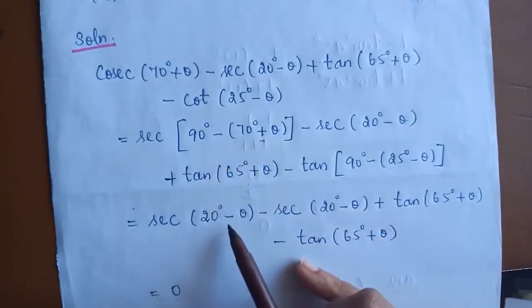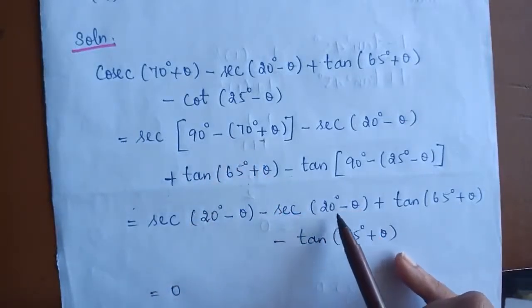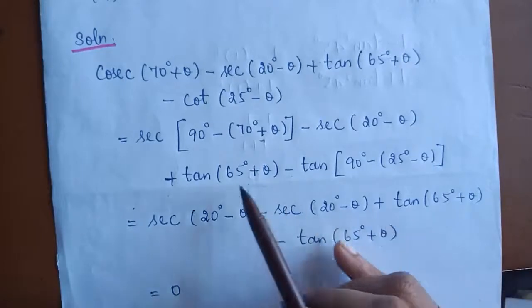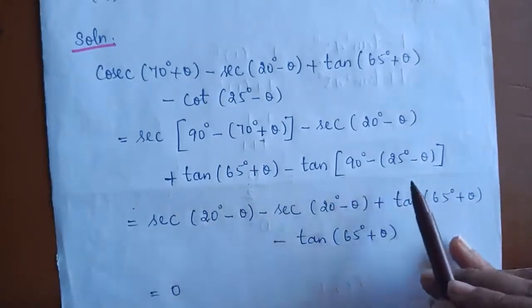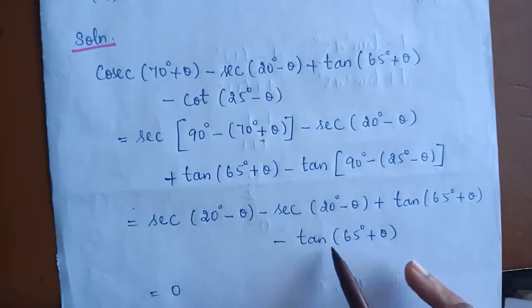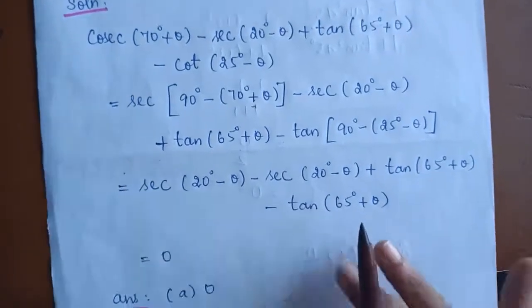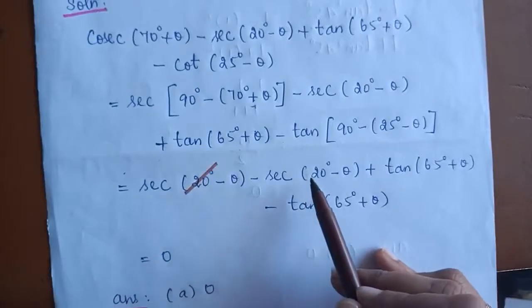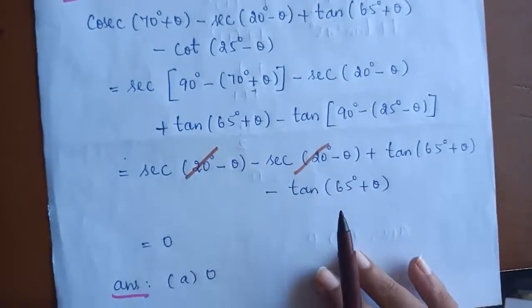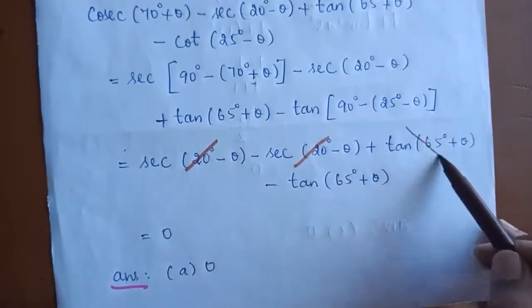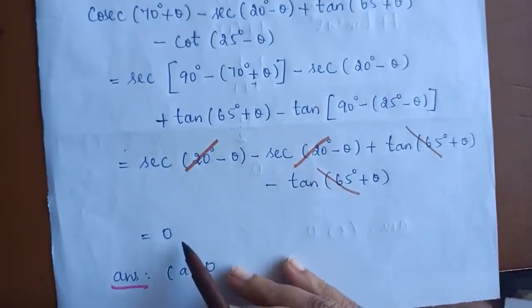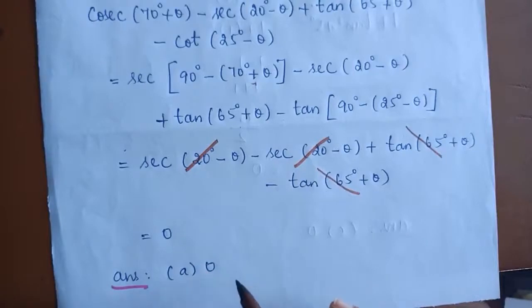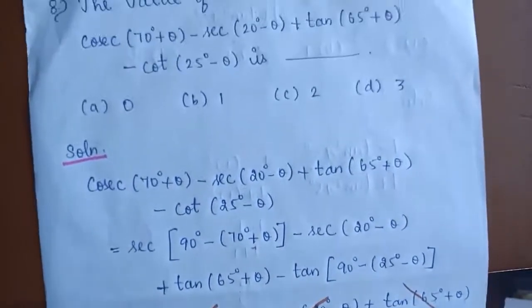So secant 20 degree minus theta minus secant 20 degree minus theta plus tan 65 degree plus theta minus tan 90 minus 25 is 65. So tan 65 degree plus theta. Here secant 20 degree minus theta minus secant 20 degree minus theta gets cancelled. Plus 65 degree plus theta minus 65 degree plus theta gets cancelled. You get the value 0. So the correct answer is option A, 0.